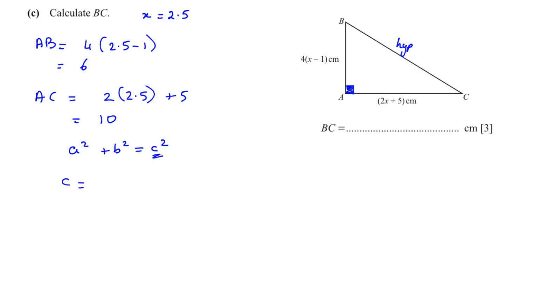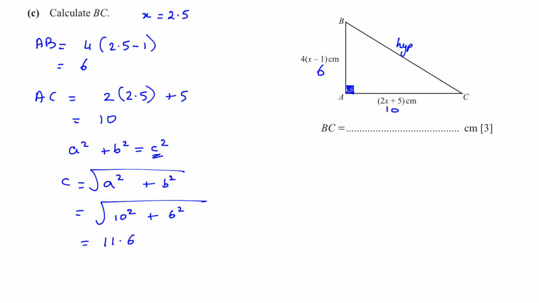Therefore, we can write it as C is equal to the square root of A square plus B square. AC we found is 10. So we'll write 10 square. And B we found is 6. So therefore 6 square. 11.66 rounded to one decimal place, 11.7 centimeter is your BC.